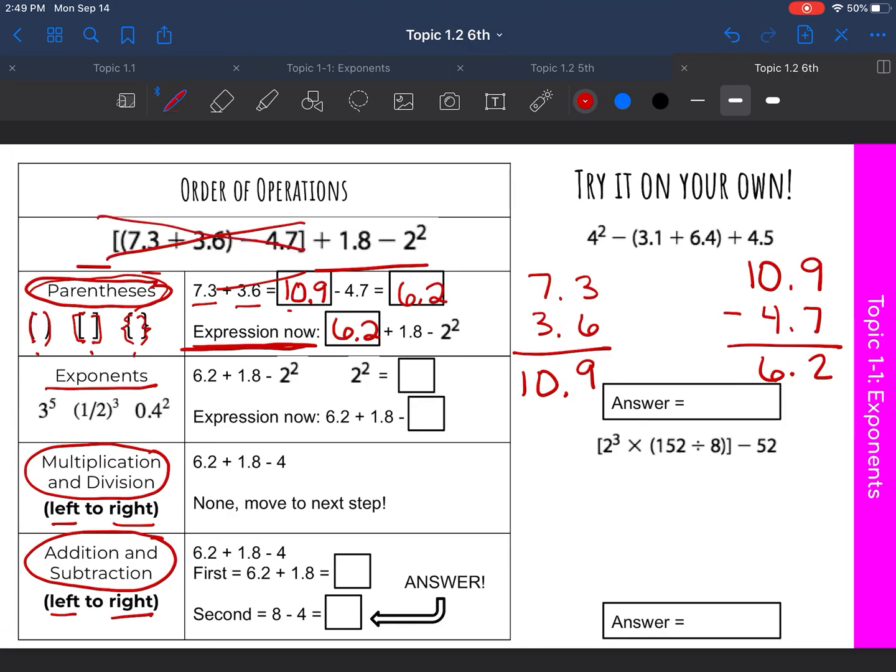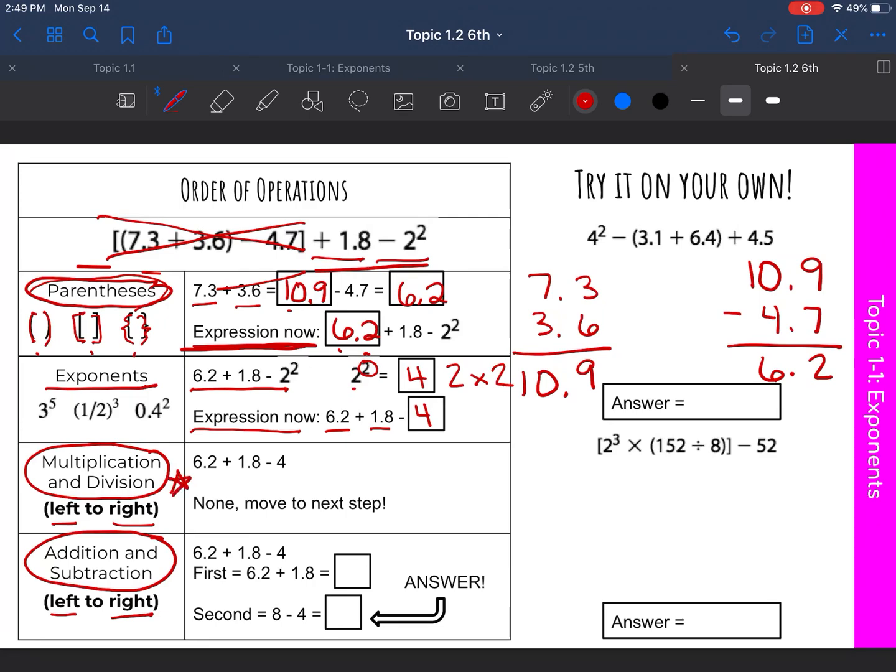This is out of the picture, and now we're just left with 6 and 2/10 because that's what we just solved up here. 6 and 2/10 plus 1 and 8/10 minus 2 squared, or 2 to the second power. Okay, so now this is what we're left with. So the next thing is exponents. So 2 to the power of 2 is the same thing as 2 times 2, which is 4. So now our expression, it's a lot simpler now, is 6 and 2/10 plus 1 and 8/10 minus 4.